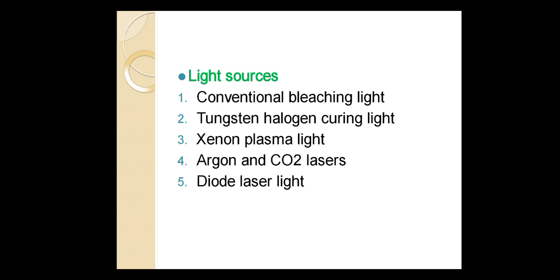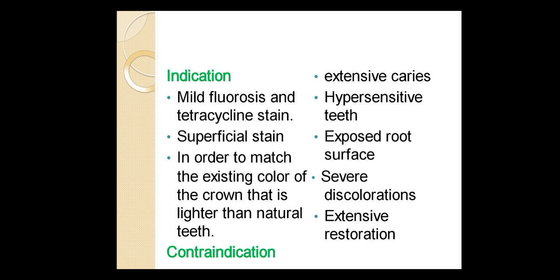Light sources used for activation of the bleaching agent can be a conventional bleaching light, tungsten halogen curing light, xenon plasma light, argon and CO2 lasers, or diode laser light. Indications for the thermocatalytic in-office vital bleaching technique are mild fluorescence and tetracycline stain, superficial stain, and to match the existing color of a crown that is lighter than natural teeth. Contraindications: extensive caries, hypersensitive teeth, exposed root surfaces, severe discoloration, extensive restorations.